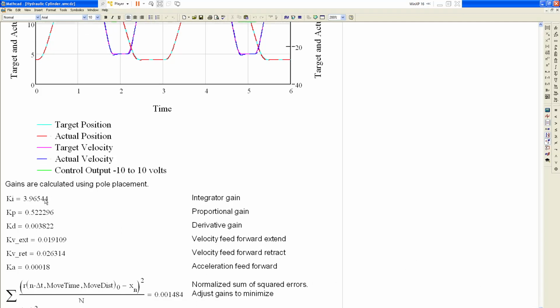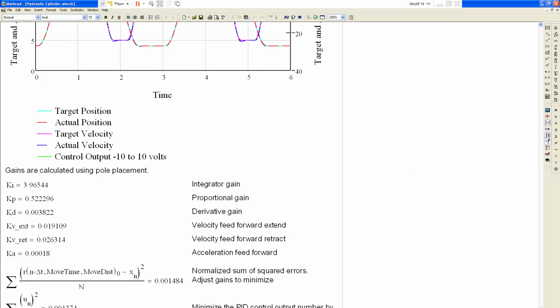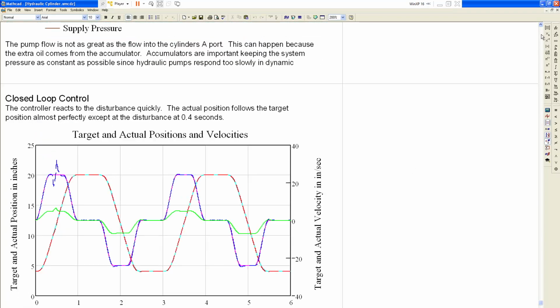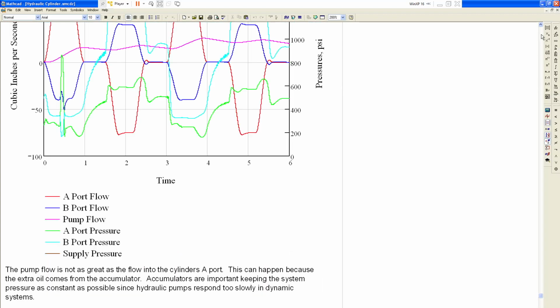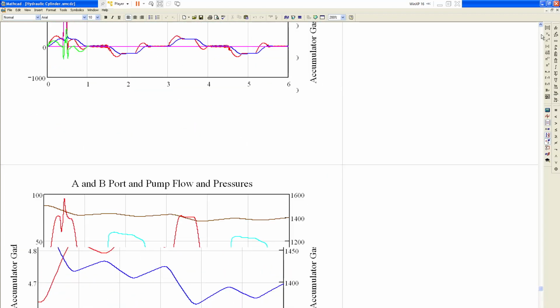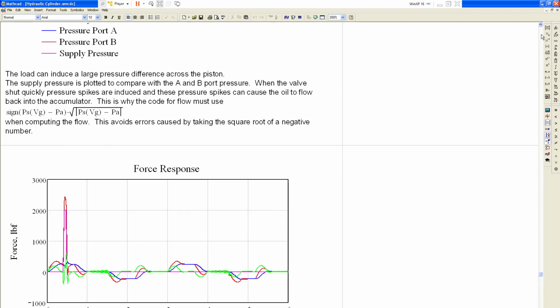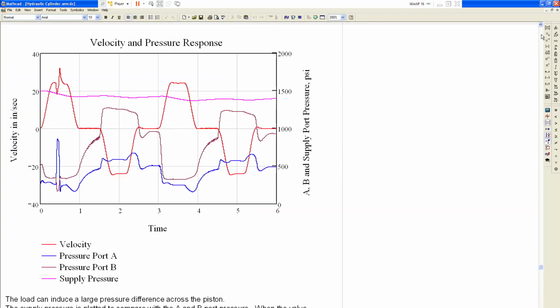So this is just calculations for the PID. You can see that with Runge-Kutta, you can have many states, and you integrate them all at the same time.